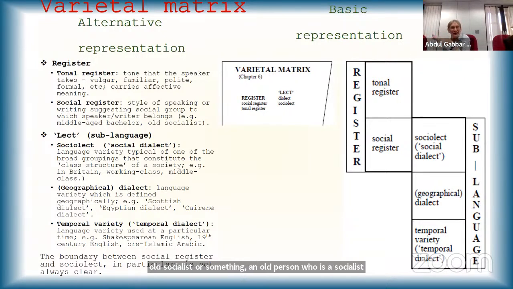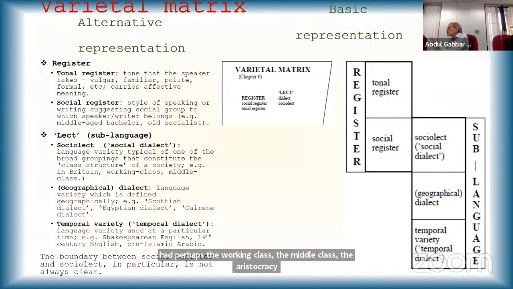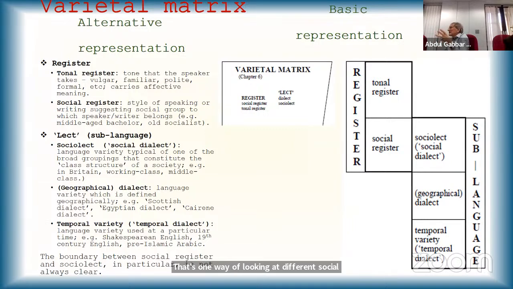But then they say, well, actually, social register links to the second type, which you might call a sublanguage or a lect, where you get, first of all, sociolect, where people belong, perhaps less voluntarily, to big social groups. So traditionally in Western societies, over the last 150 years, 200 years, you've had perhaps the working class, the middle class, the aristocracy. That's one way of looking at different social groups.